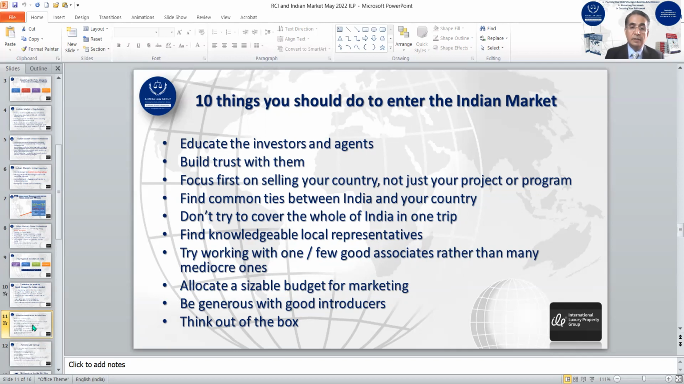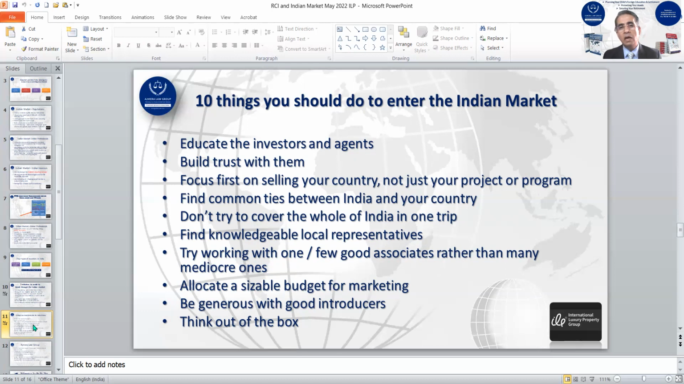Try working with one or a few good associates or agents rather than many mediocre ones across India. Allocate a sizable budget for marketing. You depend on an agent or an associate in India. They have too many programs, almost 18, 20 programs to promote, and you expect them to do justice to your program. Probably when you are visiting India, they will do one or two seminars. After that, are they going to do anything for you?